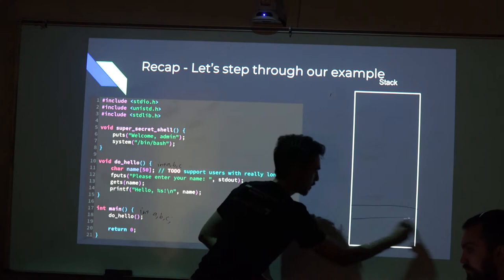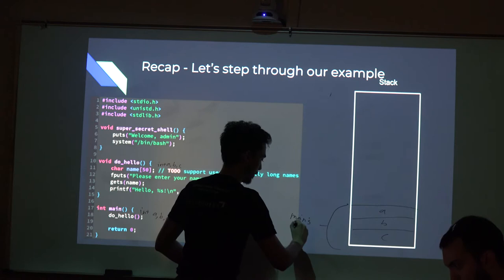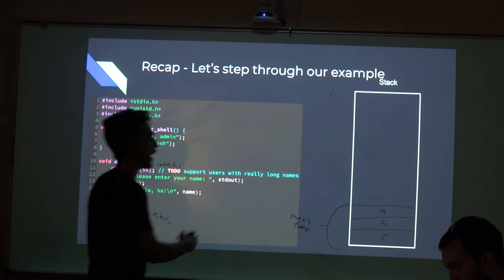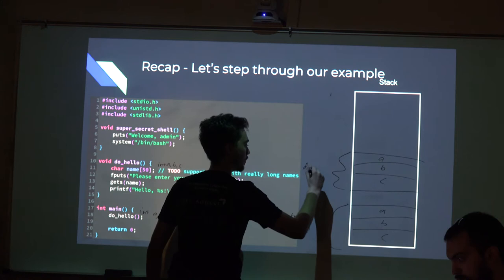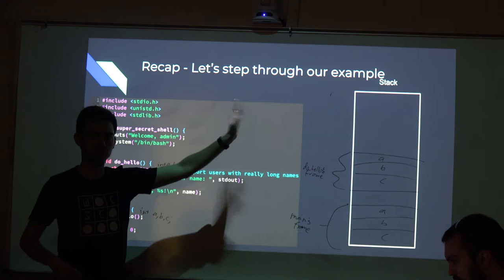This is main's frame. So this is A, B, and C in main. And then anytime it wants to call another function, it calls that function, and then that function makes some space for itself, for its local variables. Do hello. Right, so once do hello is done, what do you think it's going to do with all of its variables there?